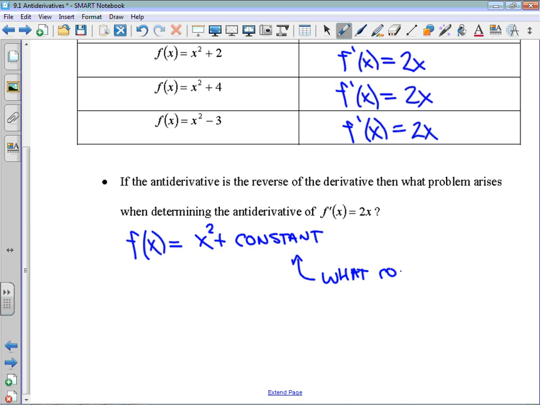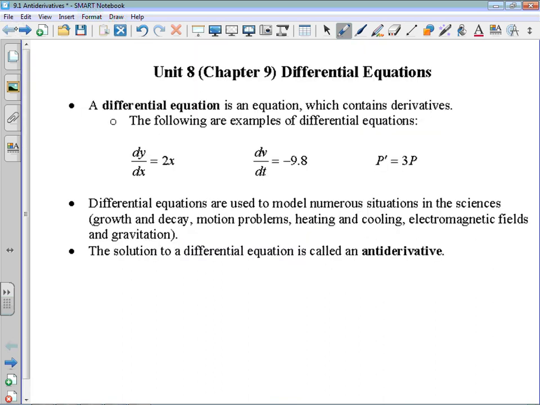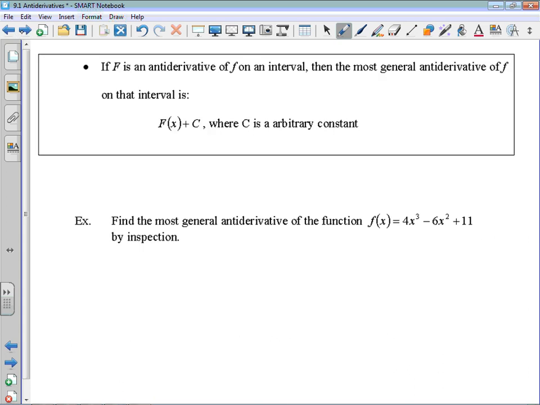So the question becomes, what constant? And that's going to be a really important consideration in chapter 9 and beyond: when we do the antiderivative piece, we have to include something called the constant of integration, which is a capital C. So for notation, if f of x is the function, then for the antiderivative we typically use a capital F to represent that, and it would include some kind of a constant as well.